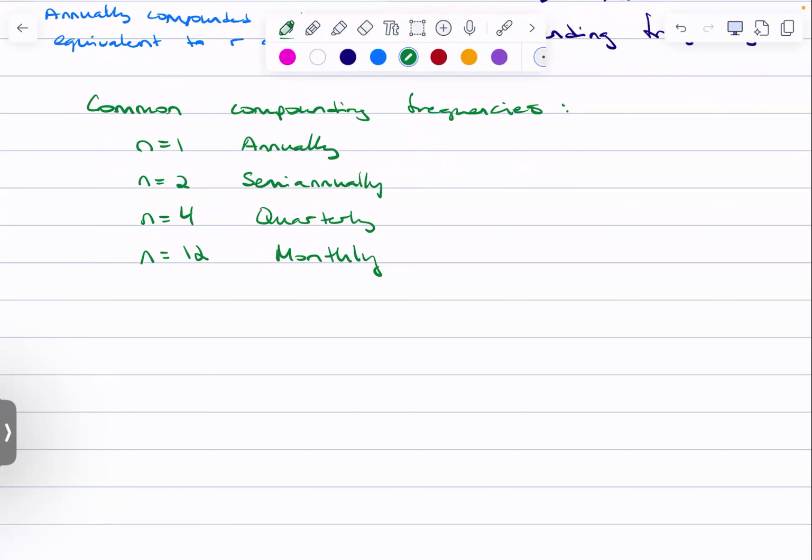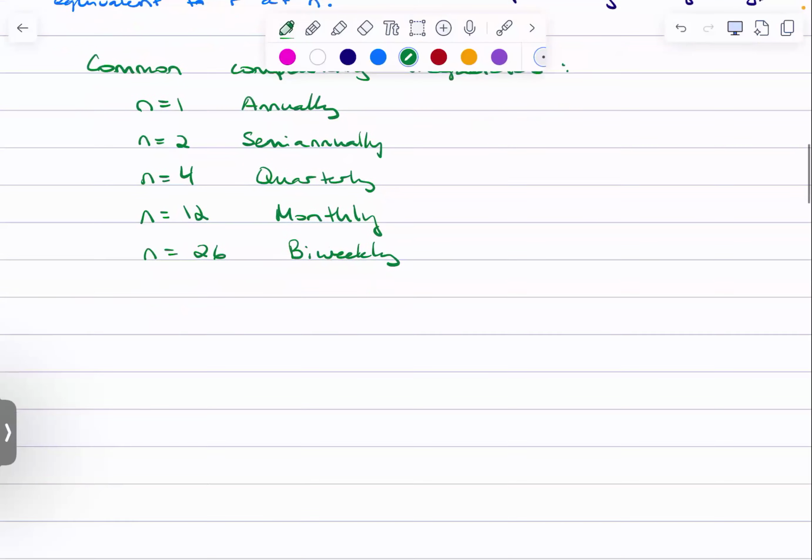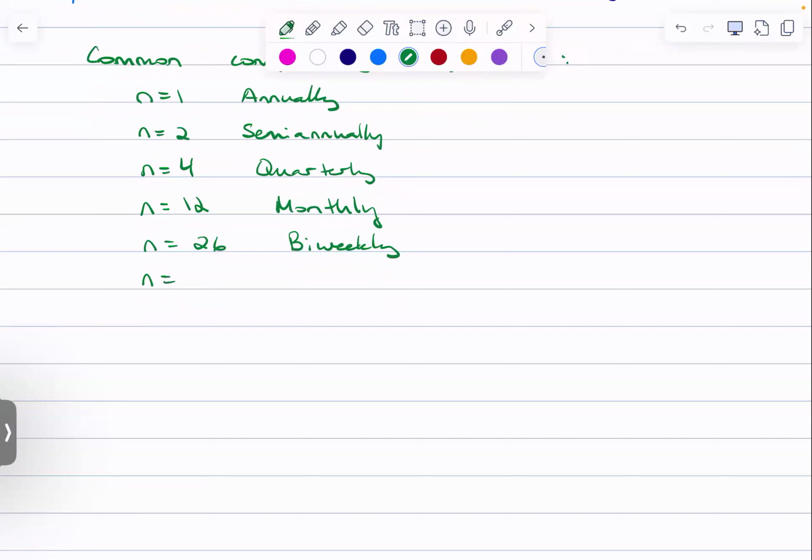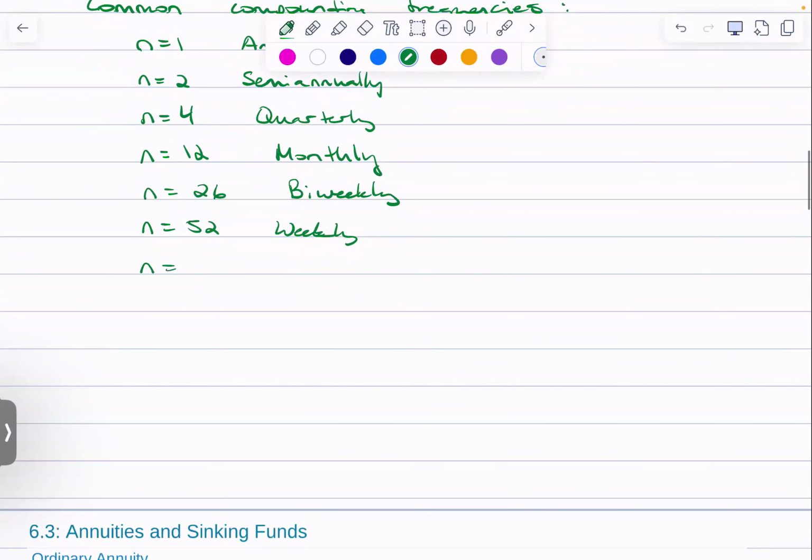I forget one. Oh yeah, I'm trying to work through them in increasing order so I don't forget one. N equals 26 is bi-weekly. N equals 52 is weekly. And n equals 365 is daily.